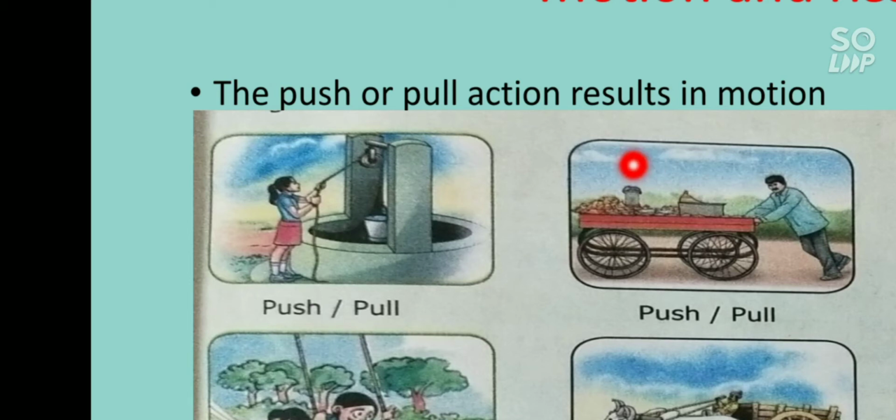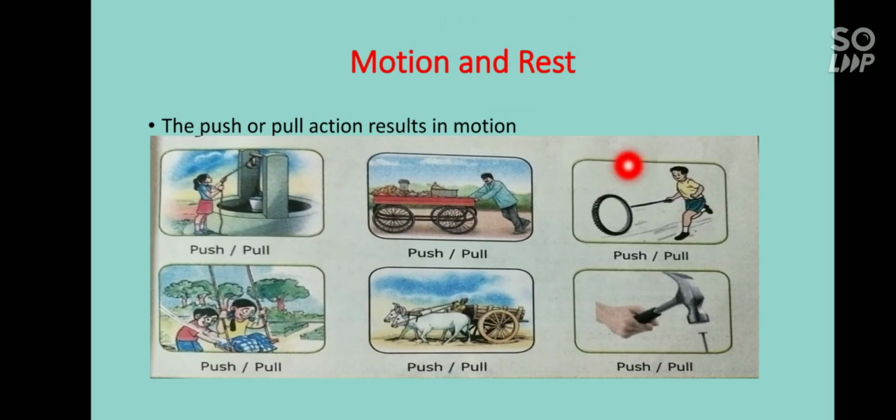And next one, look at this man. What he is doing is he is pushing the vehicle. By pushing he is moving. So what action he is doing here is push. And look at this boy here playing. He is pushing the tire, and this push action results in motion.